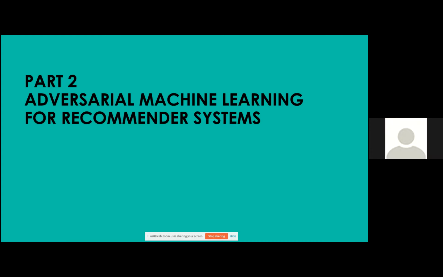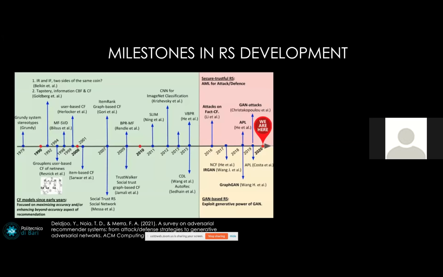So the second part of the tutorial will be focused on adversarial machine learning for recommender systems. The difference is that everything presented in the first part, we will now see applied to recommender systems. So everything we talk about in the following slides will be directly related to recommender systems.